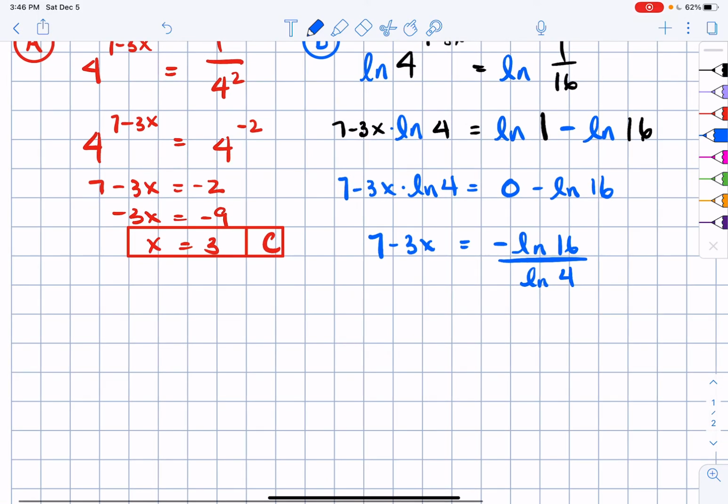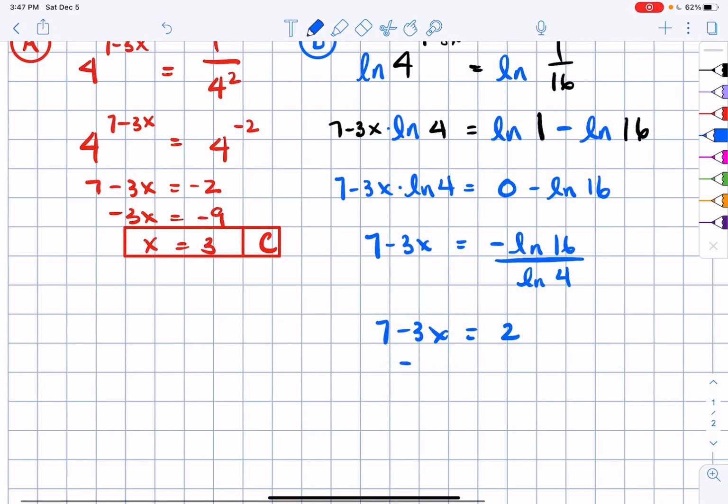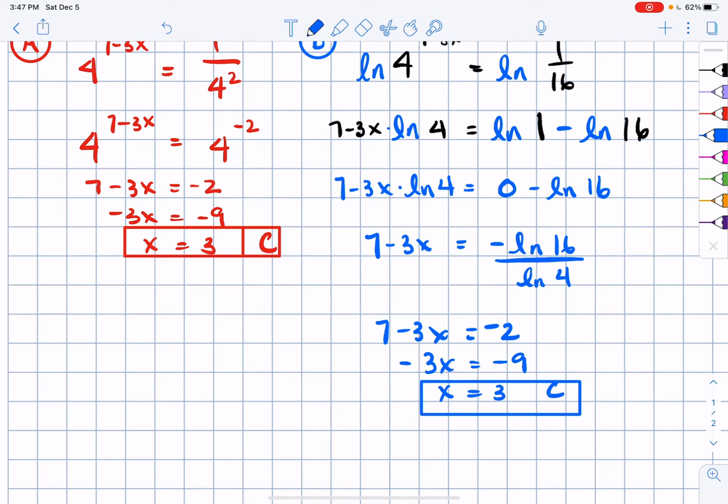Okay, so I'm going to have 7 minus 3x is equal to 2. So negative 2... so negative 3x would equal negative 9. So x is going to equal 3, which is choice C again. So either way you do it, you're going to get to the right answer.